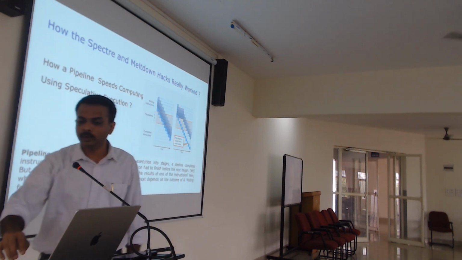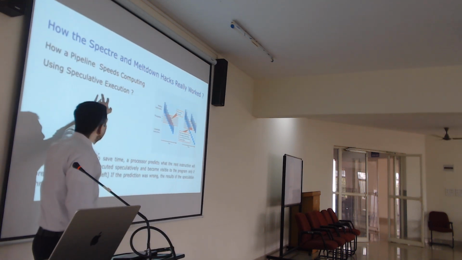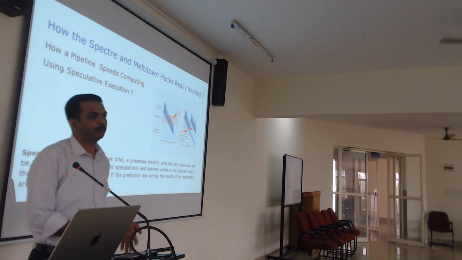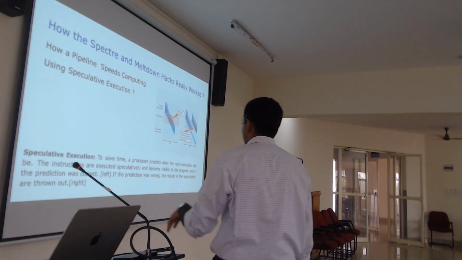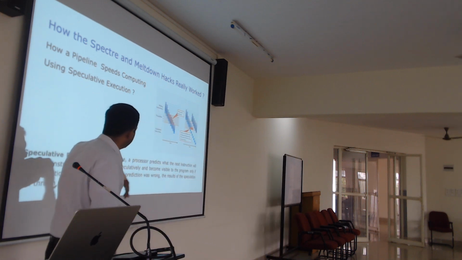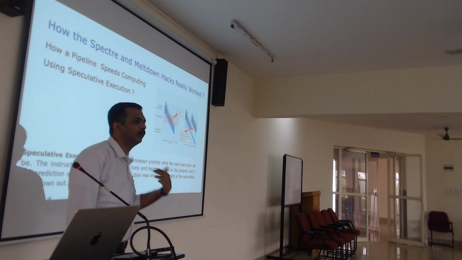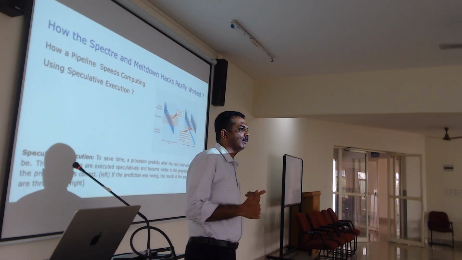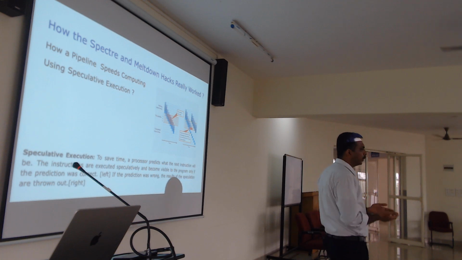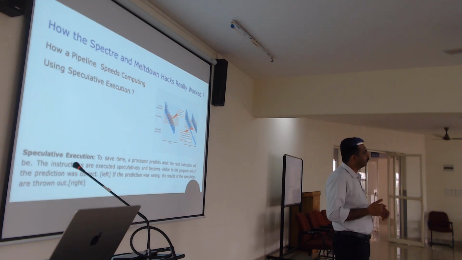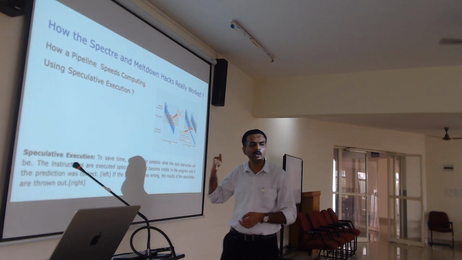To handle that, what these processor architectures do is something called speculative execution. They speculate what may be the next outcome. To save time, the processor predicts what the next instruction will be. It is waiting for instruction A to complete, but A is taking more time. So the processor speculates: let me assume what will be the outcome of A. Some of the board manufacturers do that.